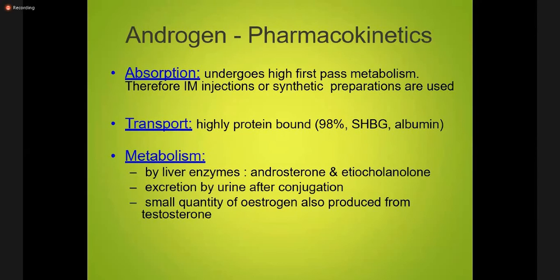A small quantity of estrogen is also produced from the testes. I'm telling you this again: in the male, a small quantity of estrogen is also present because of this conversion of testosterone.